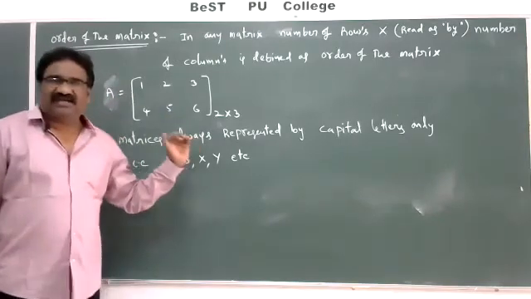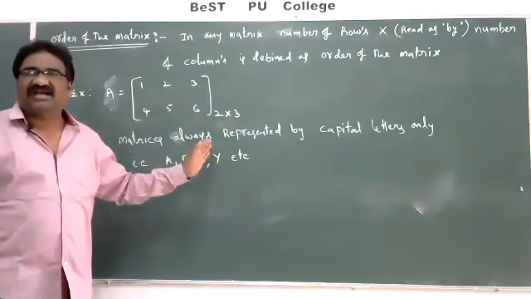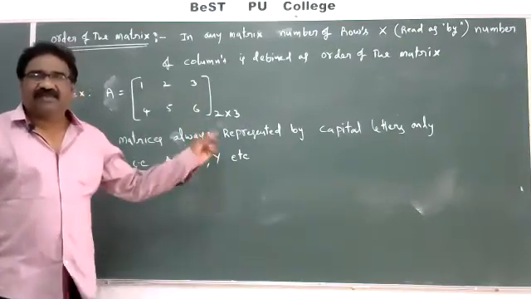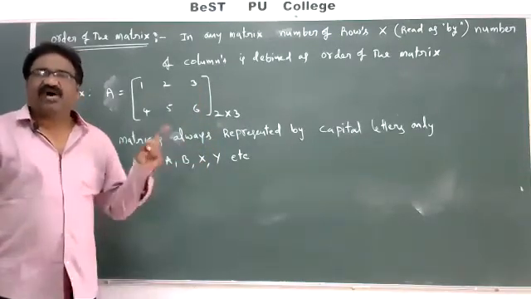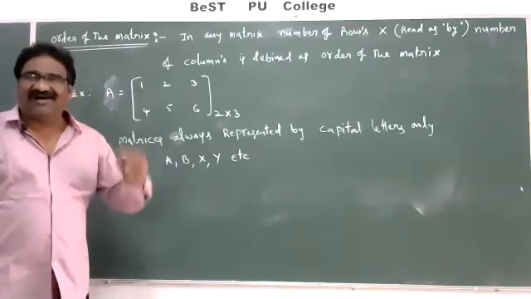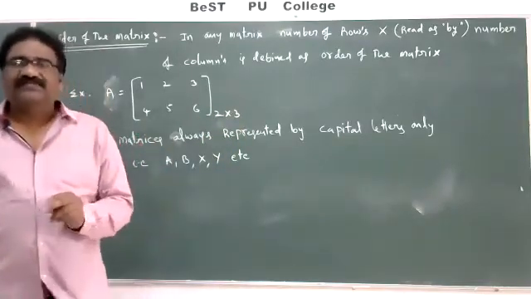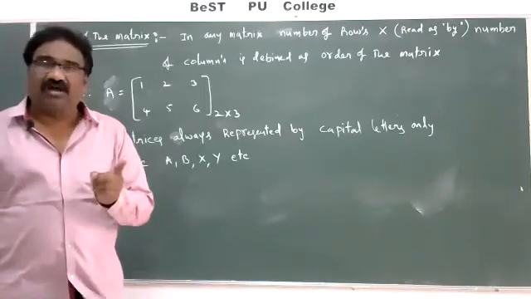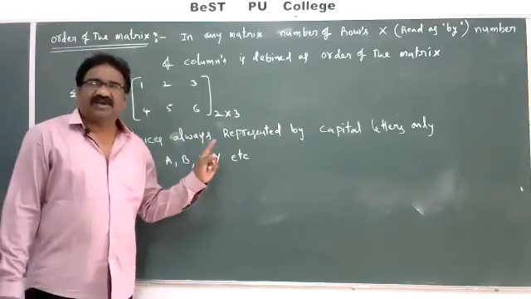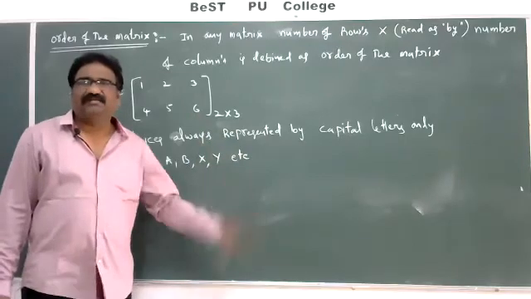What is order of the matrix? Number of horizontal rows by number of vertical columns. That is number of horizontal lines by number of vertical lines. Number of horizontal lines is called rows. Number of vertical lines are called columns. Always you write the order as rows by columns, not columns by rows. That is wrong. You always follow the order, number of rows by number of columns. That is called order of the matrix.